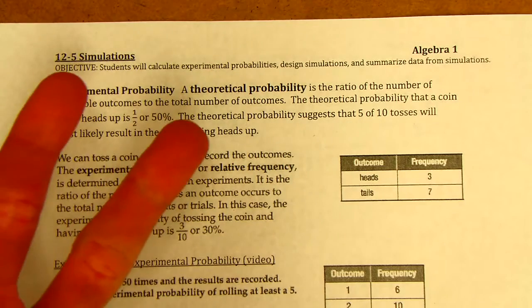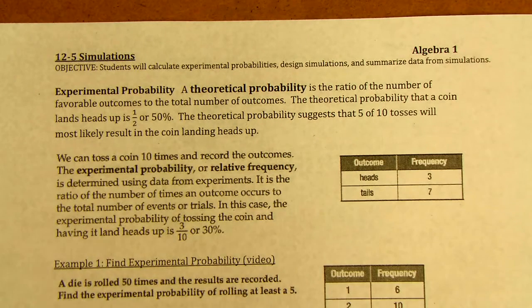one half or 50%. We're going to get in the habit of writing our probabilities both as a reduced fraction and as a percentage, okay? So the theoretical probability suggests that 5 out of 10 tosses will most likely be heads up, but that's not a guarantee.